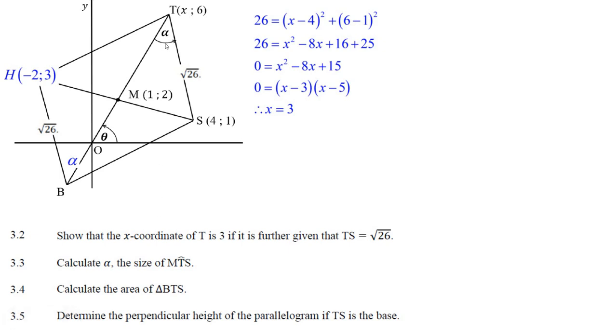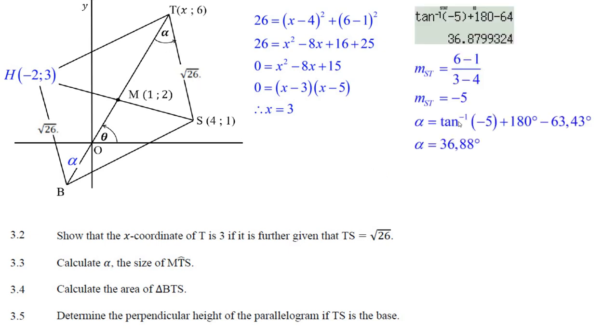What's the size of this angle here, alpha? Well, we've got a gradient right here of 2, and we've got this angle of inclination. All we have to do is find the angle of inclination of this gradient. So now that we know that's 3, we can figure out the gradient between these points, T and S, go shift tan, and then add 180 to get the big angle, and then subtract this other angle. That's how we get the angle in between two lines. So that's what we do.